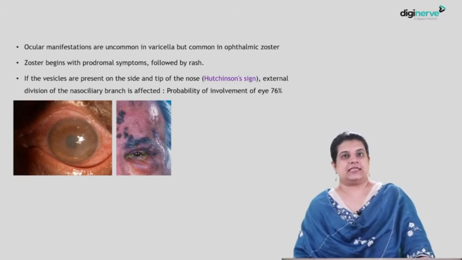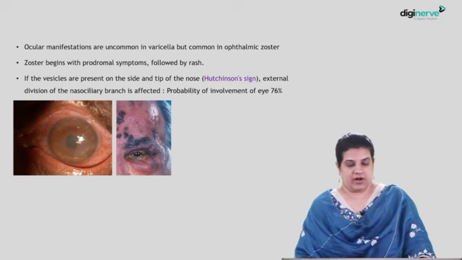This can come as an MCQ question as well. And in this, there is the involvement of the external division of the nasociliary branch, and the probability of the involvement of the eye is quite high, as up to 75%.